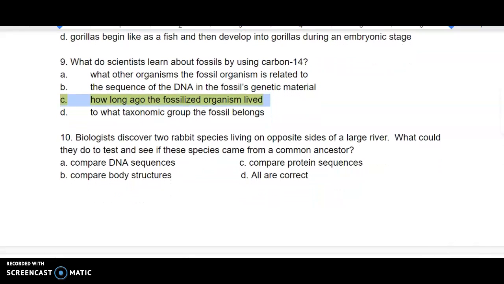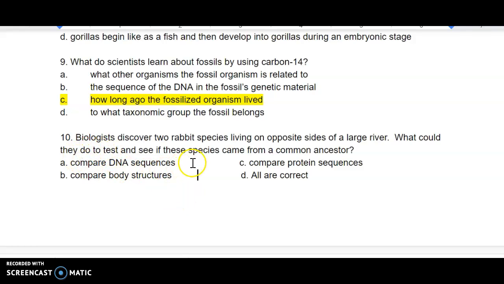Not very precise. Number 10, biologists discovered 2 rabbit species living on opposite sides of a large river. So they have a geographical barrier there. They can't get to each other. What could they do to test and see if these species came from a common ancestor?